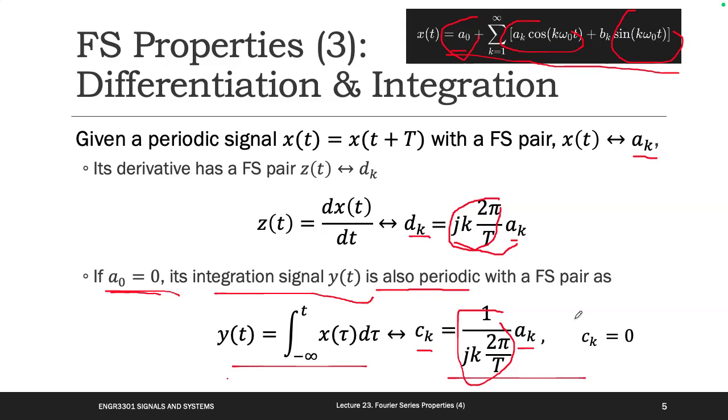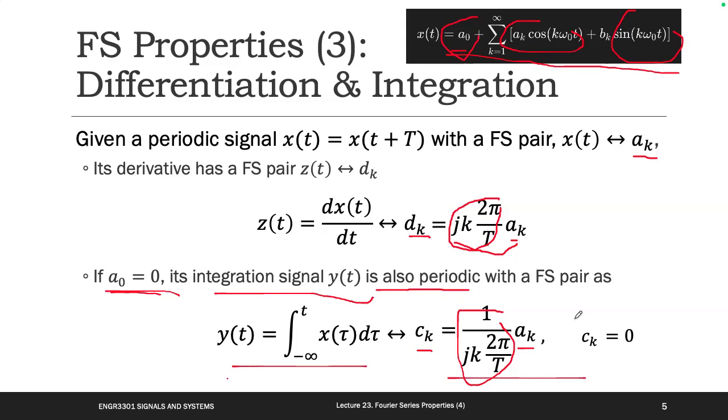Because you can see for the x(t), it's all sine and cosine, right? After you integrated it, it's always sine and cosine, right? There is no constant value anymore. Even if you integrate sine and cosine, it's always sine and cosine. There is no constant value.